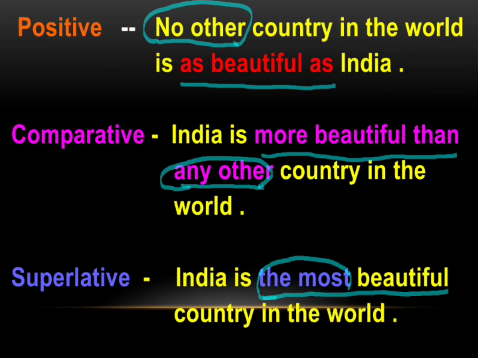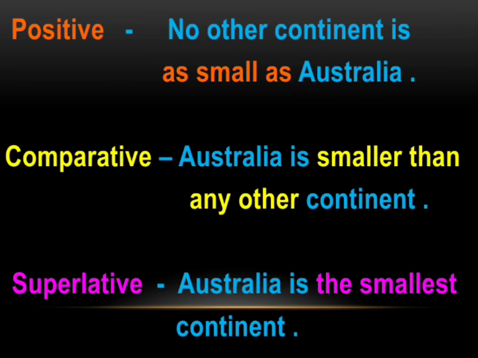Let us see the next example. Positive degree, again it begins with no other. No other continent is as small as Australia. So this as small as is the mandatory rule. No other is the type 1. Comparative degree, we begin with the last noun in the positive degree. So Australia, we begin with Australia. Australia is singular, so is.